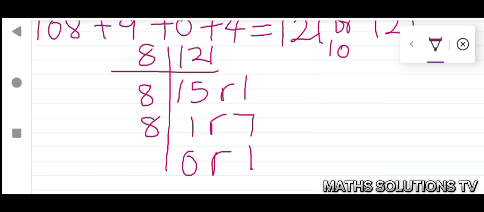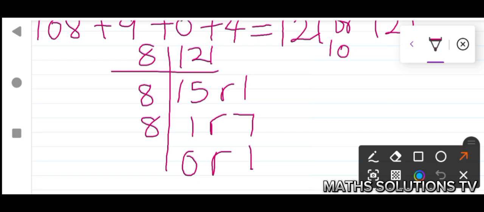So let's quickly check if we are doing the right thing. 0 times 8, that's 0, then plus 1 will give you 1, right? Again, 8 times 1 is 8, then plus 7 will give you 15, right? We also have 8 times 15, which is 120, then plus 1 will give you 121. So that means we are very correct.